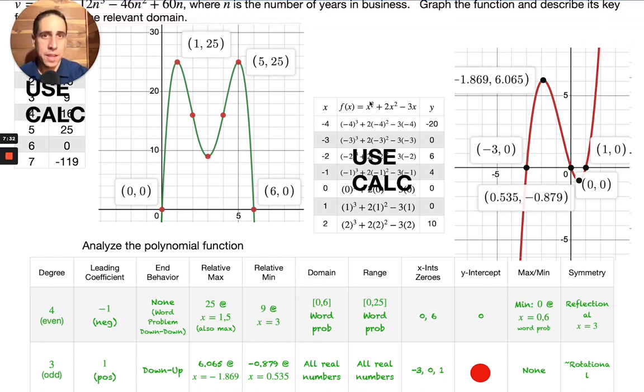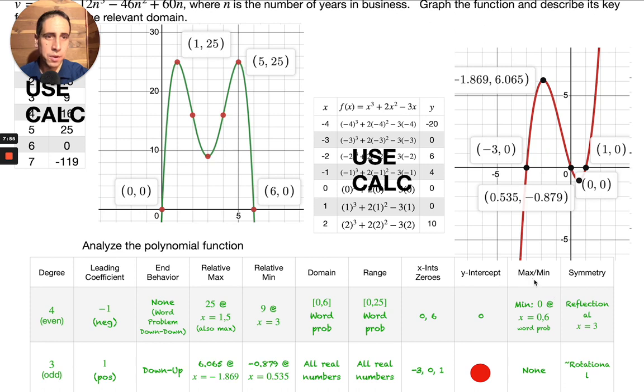What are the x-intercepts? There's 3 of them. And oh look, because the degree is 3, we happen to be able to find 3 x-intercepts. They occur at x equals negative 3, x equals 0, and x equals 1. There's the x-intercepts. They also happen to be the zeros of the function, the inputs that produce a 0 as an output. What's the y-intercept? I'll leave that to you.